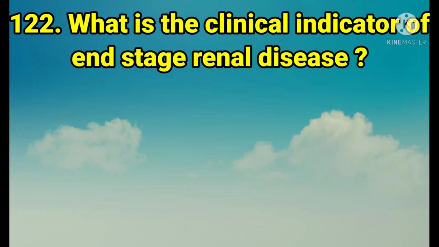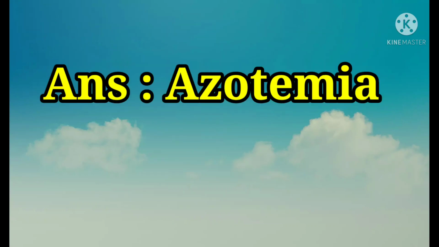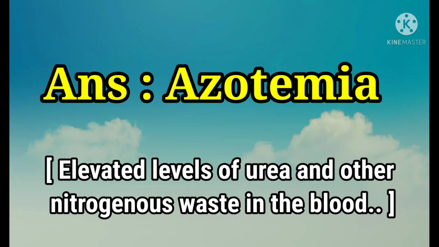The next question, what is the clinical indicator of end stage renal disease? The options are polyuria, jaundice, azotemia and hypotension. And the answer is azotemia. Azotemia means elevated level of urea and other nitrogenous waste in the blood.